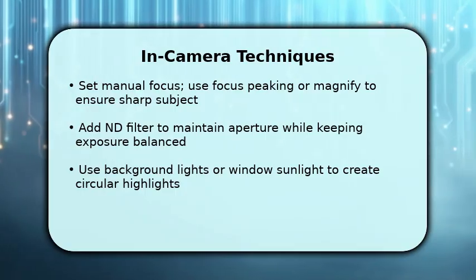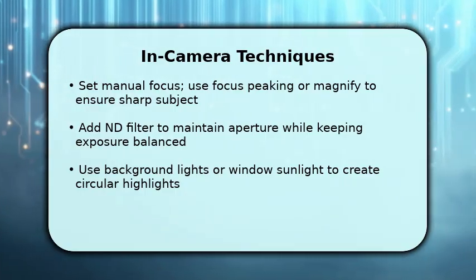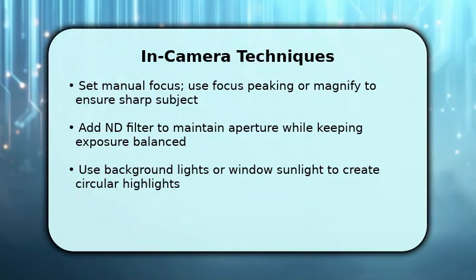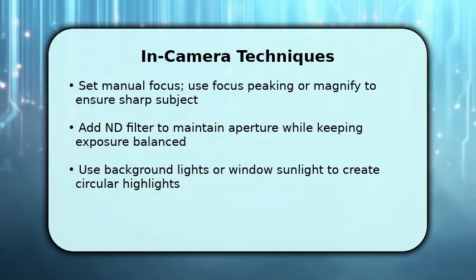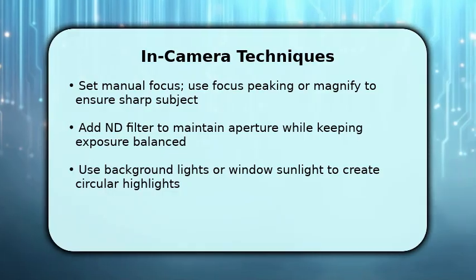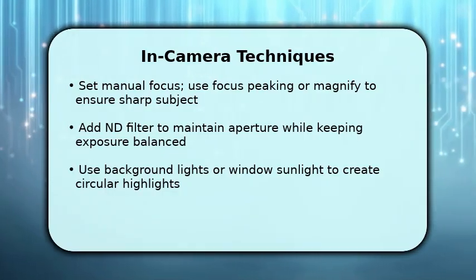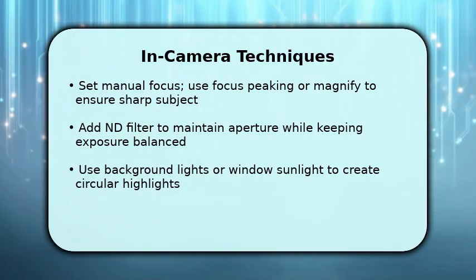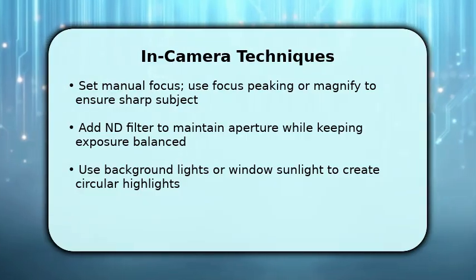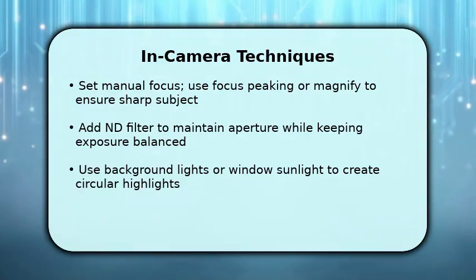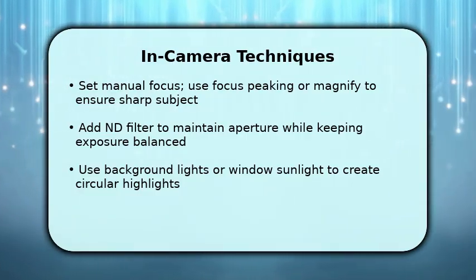If opening aperture overexposes, add an ND filter so you keep shallow depth without washing out highlights. Introduce small point lights or shoot through sunlit foliage to create pleasing circular bokeh highlights. Hold camera steady or use gentle stabilization. Motion blur ruins silky bokeh, so prioritize shutter speed and steady framing.